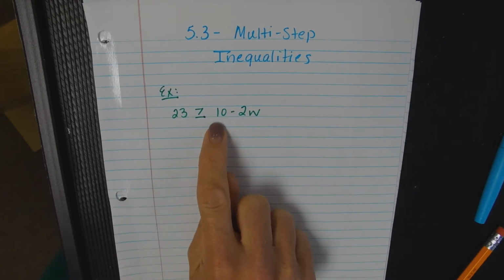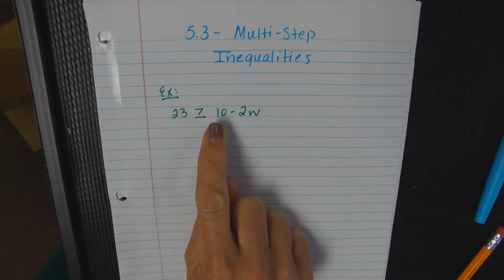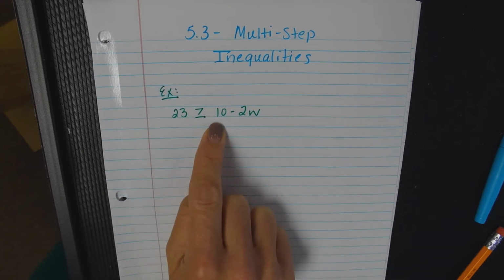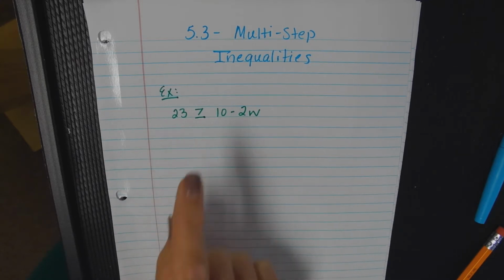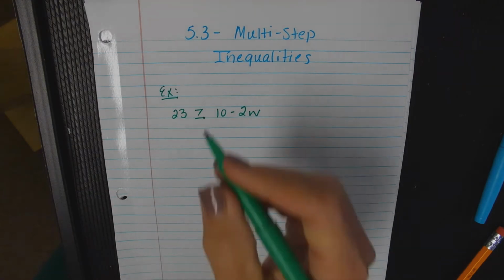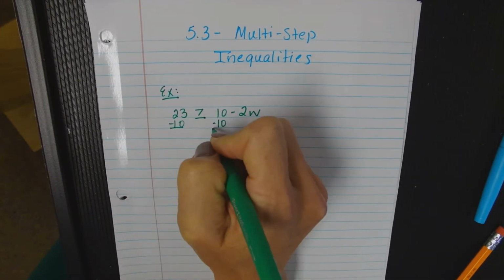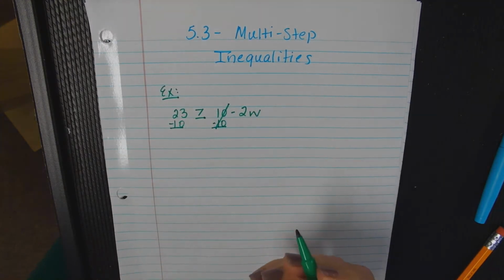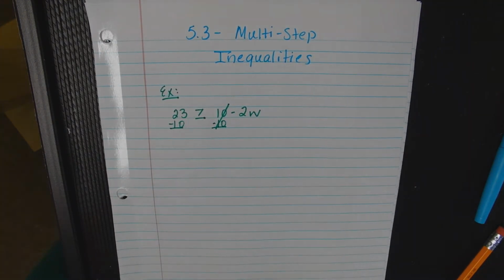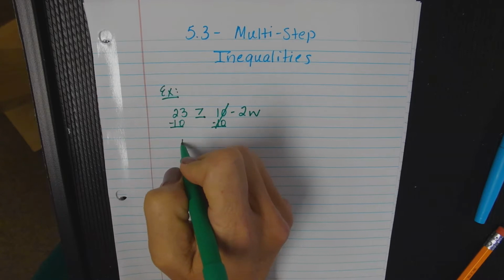The 10. Can we please notice that this 10 is positive? So when I move it, what do I do? Subtract it. What you do on one side, you do on the other. 23 minus 10 is what? 13. Oh, I see a fraction in our future.